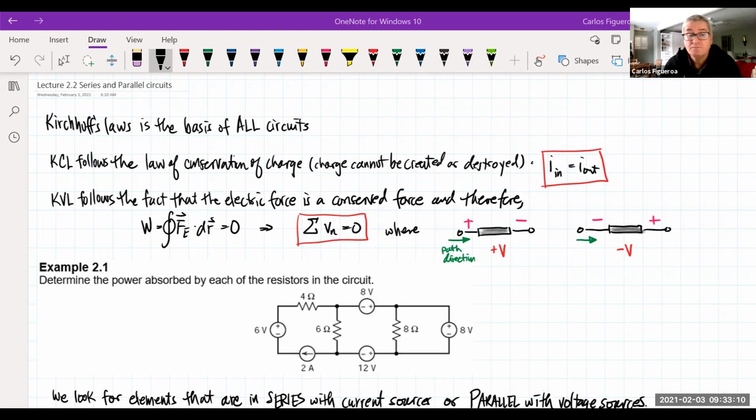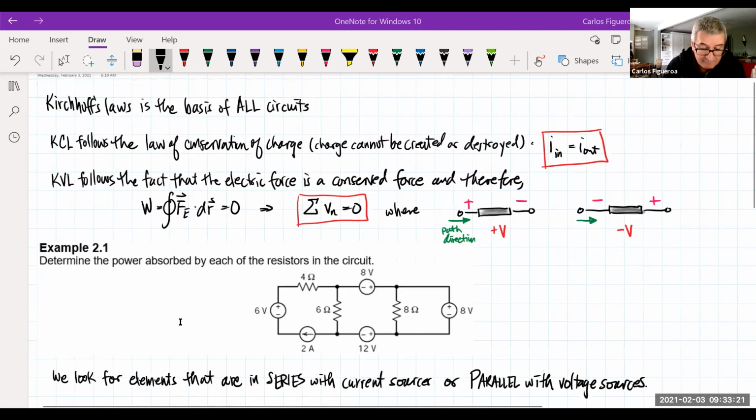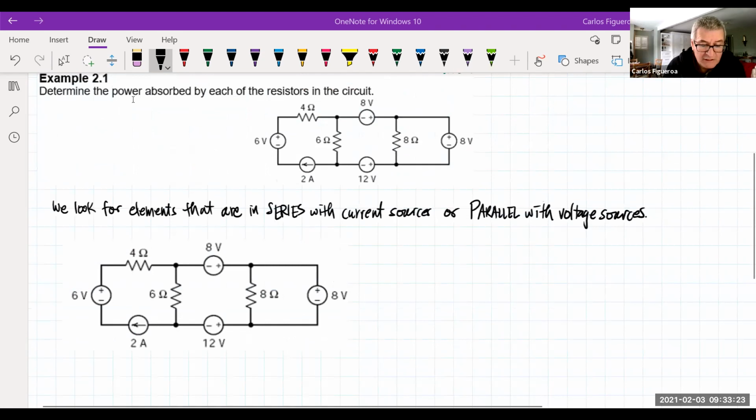And so here we go. Let's go look at the example that we were looking at, and let's go from there. So the first thing that we want to do here is this, that when I look at this thing, we were looking at this example, and we want to determine the power absorbed by each of the resistors in the circuit. So I got 1, 2, 3 resistors.